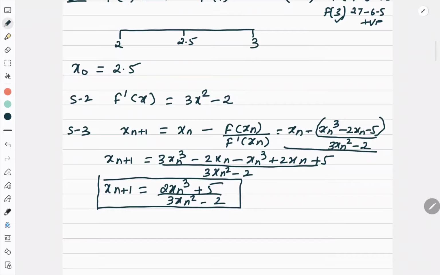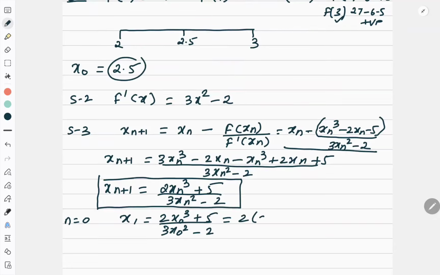Okay? Now, put n is equal to 0. When you put n is equal to 0, what you will get? X1 is equal to 2x0 cube plus 5 upon 3x0 square minus 2. And what is the value of x0? x0 is your 2.5. So 2 into 2.5 cube plus 5 upon 3, 2.5 square minus 2. You should be good in using the calculator. So put the value and you will get 2.164179. Have the habit of taking 4 to 5 decimal places.